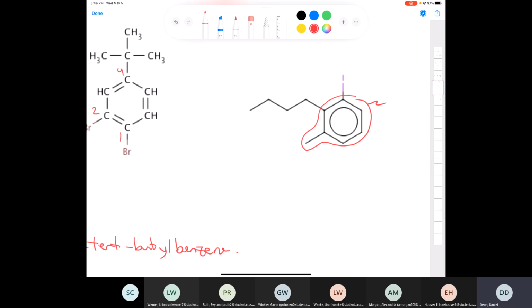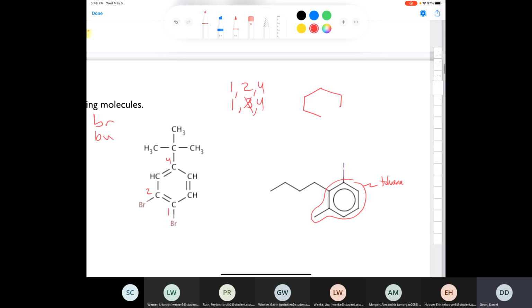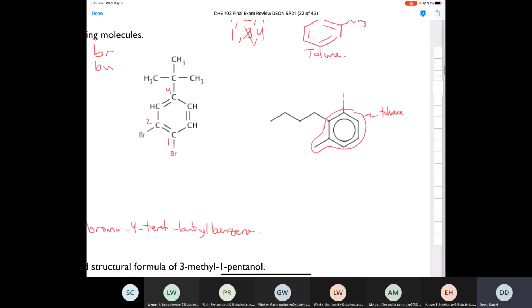This is a toluene, right? If we have just an aromatic ring with a methyl group on it, that is called toluene. So we can name this compound as a toluene. We assume that the carbon with the substituent is going to be carbon number 1. If this is 1, this is 2, and this is 3. So I have a 3-iodo and a 2, 1, 2, 3, 4.